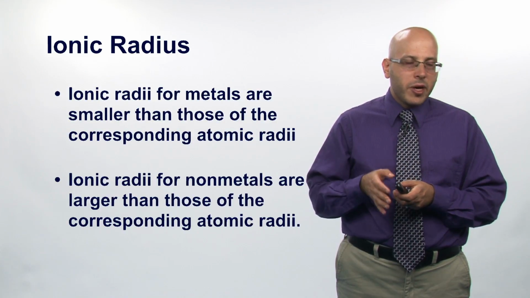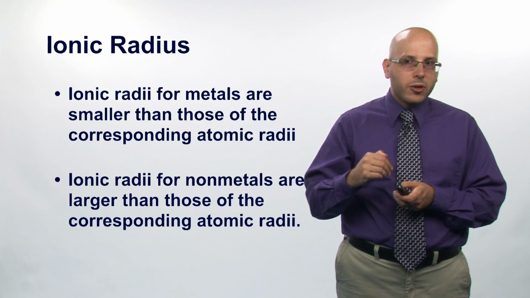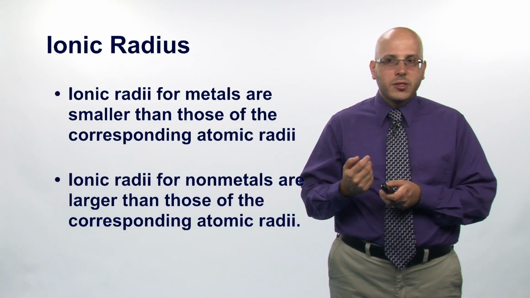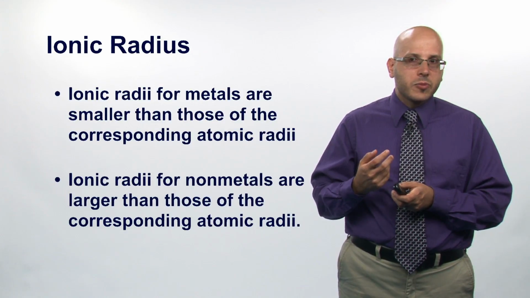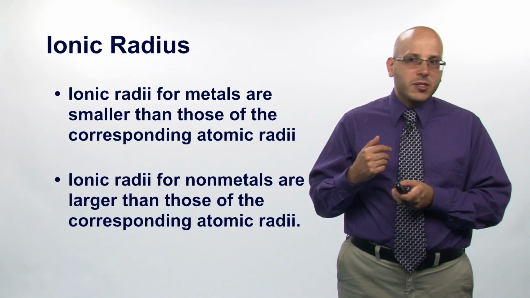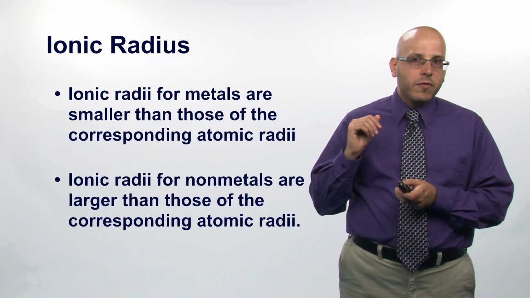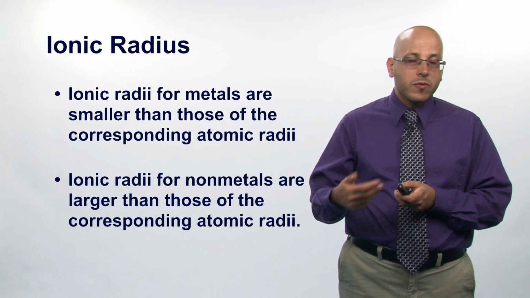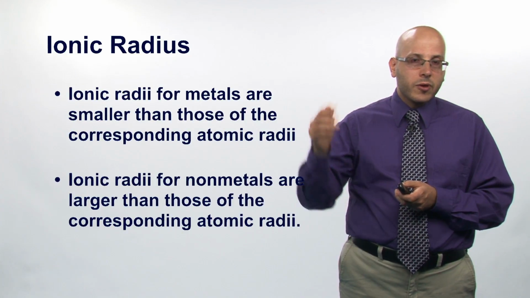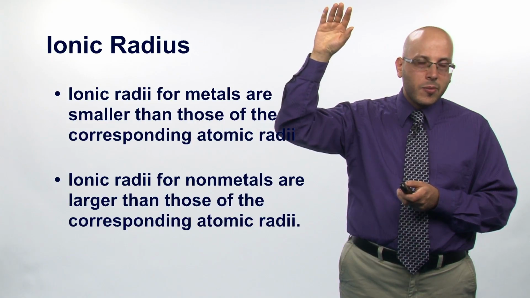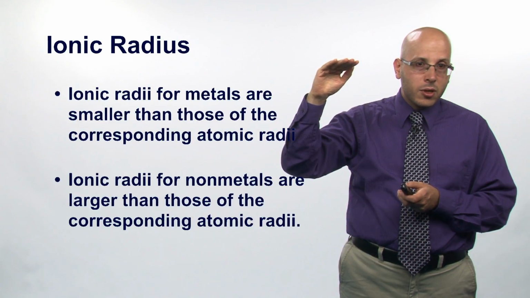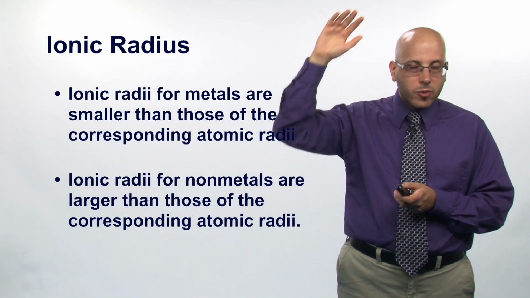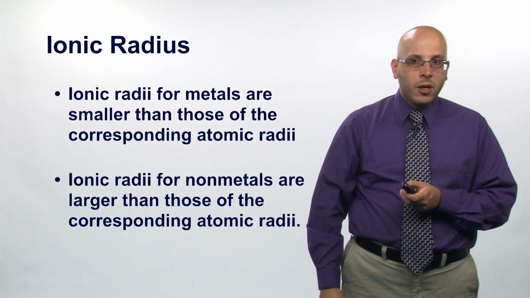For metals, the ionic radii tend to be smaller than the ones for the corresponding atoms. And for nonmetals, the radius tends to be a little bit bigger than for the corresponding atom. This makes sense if you think about it, because metals tend to lose electrons when they form ions. If they're losing electrons, those electrons are coming from the outermost energy level. The atom had to lose electrons from the top to become the ion. It shrunk. That outermost energy level is gone, doesn't exist anymore.